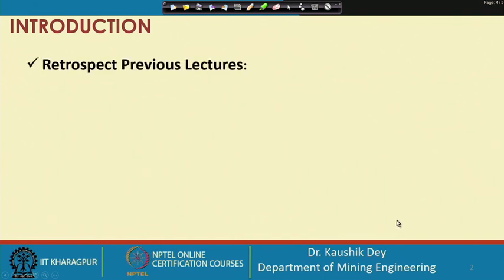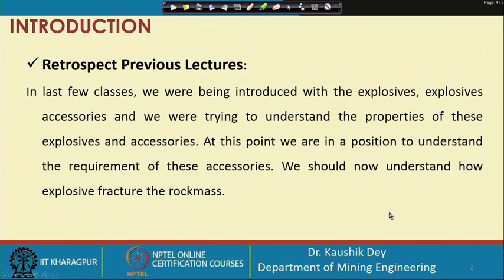And let us, as usual, retrospect the previous lectures. In previous lectures, we were introduced to the explosive accessories, and we tried to understand the properties of these explosives and accessories. At this point, we are in a position to understand the requirement of these accessories. We should now understand how explosives fracture the rock mass also.